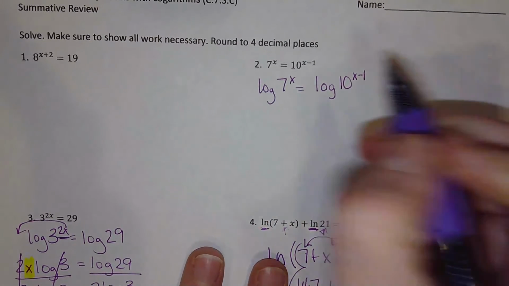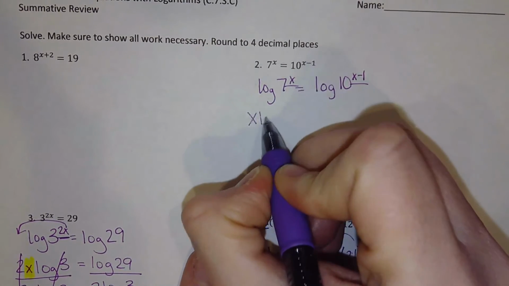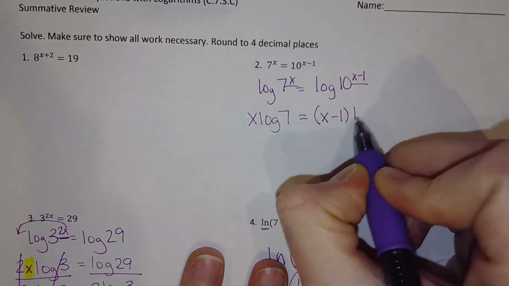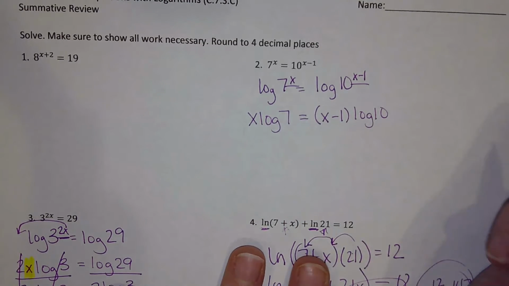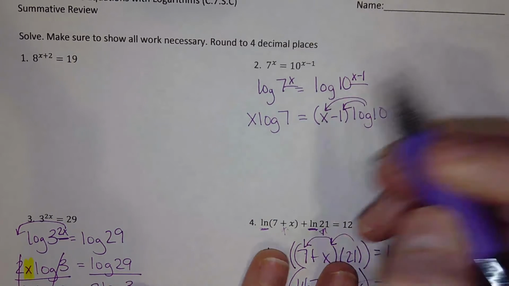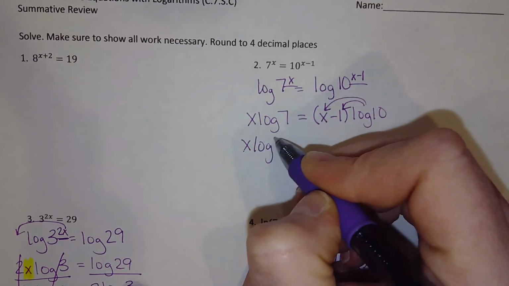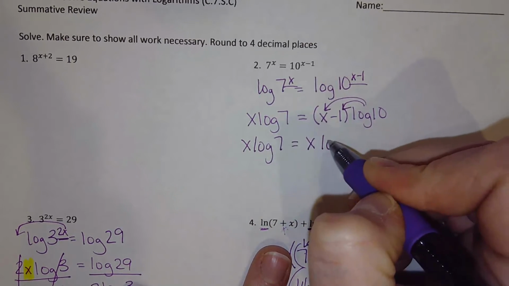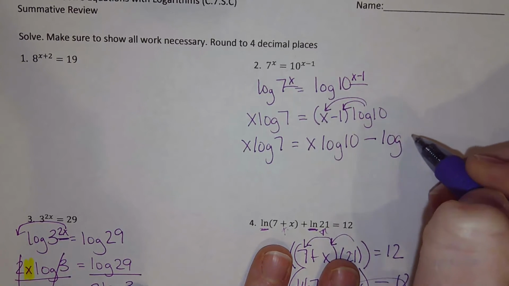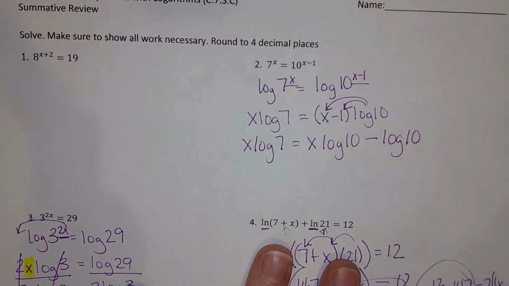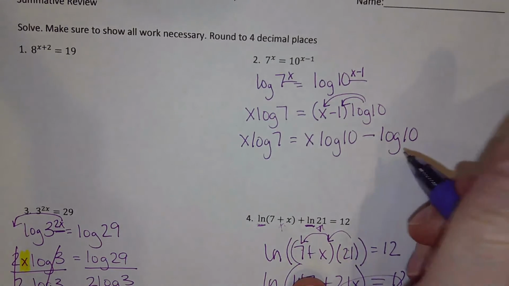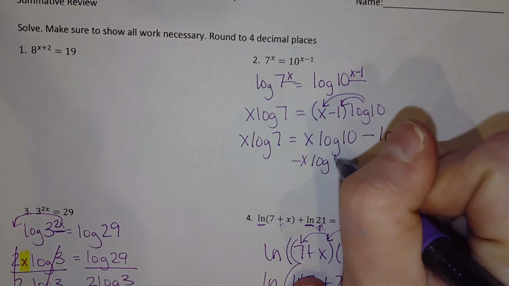So what I'm going to do is I'm going to bring my powers in front. So I have x log 7 equals parenthesis x minus 1 parenthesis log of 10. And I'm going to distribute. So the reason why I need to distribute is I have a minus or a plus on this side. So x log 7 isn't going to change, but now I'm going to have x log 10 minus log 10, because negative 1 times log 10 is going to be a minus log 10. Any multiplication you do is all to the front of the log, not on the back side of those numbers. So I'm going to minus x log 10, because I want my x's to hang out together.